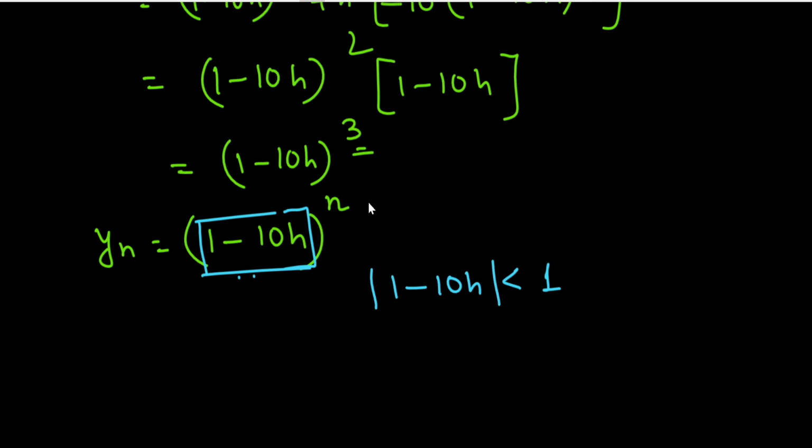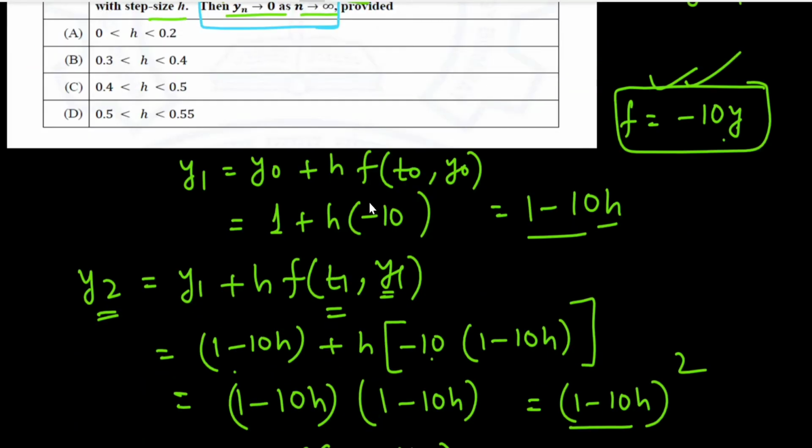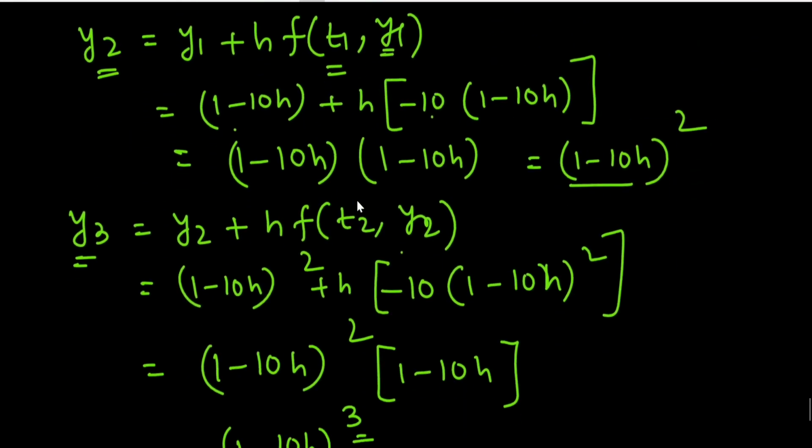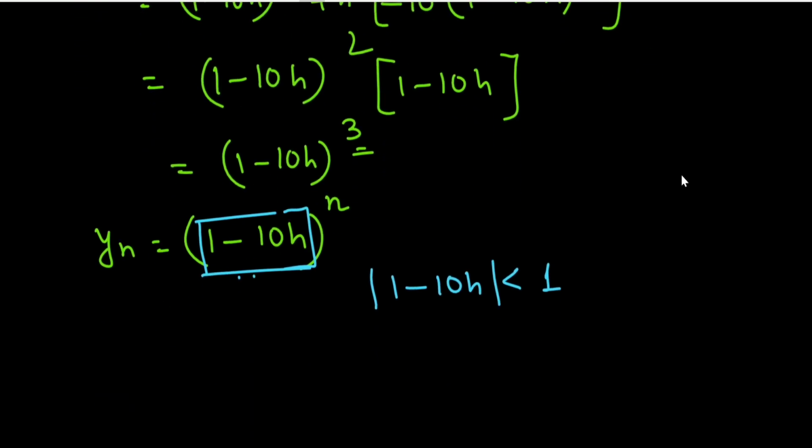So now we check the intervals. The first interval is h from 0 to 2. Now if we put one value of h here, so if we put any value between 0 to 0.2, can we get this term less than 1?